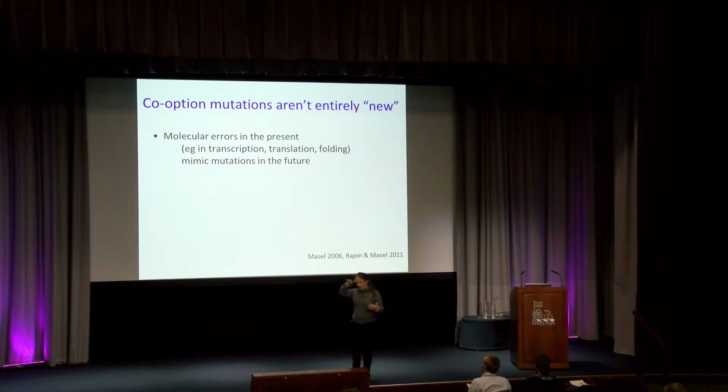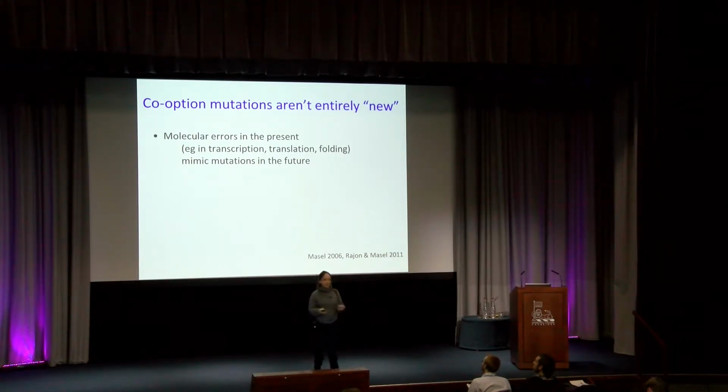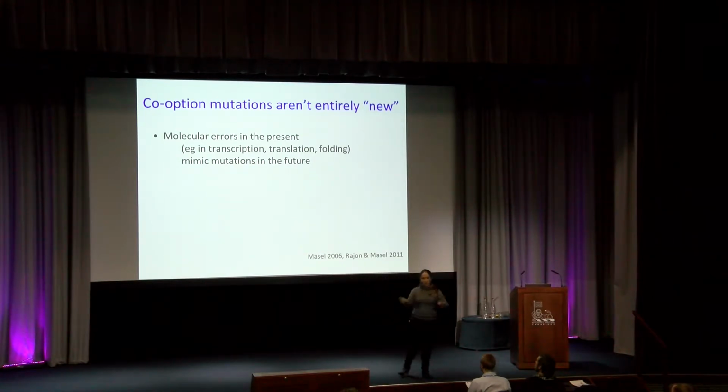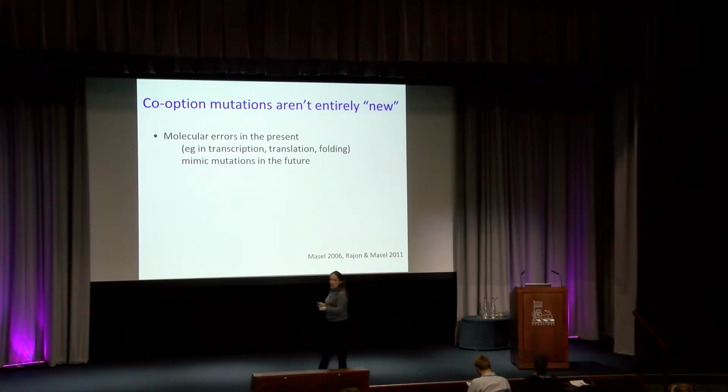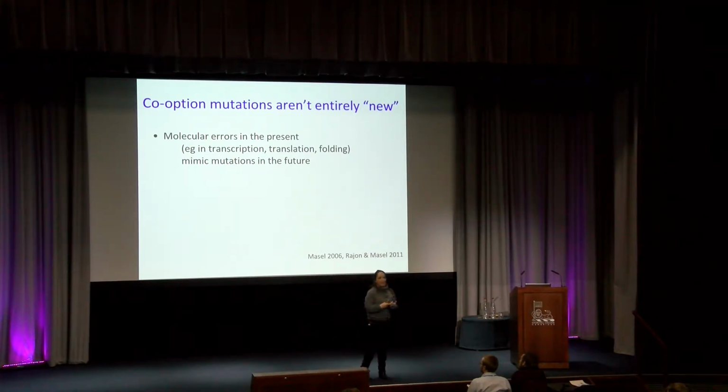When you have these co-option mutations, they aren't especially new. And the key insight is that when you have any kind of molecular or developmental error in the present, it tends to be congruent with mutations that might happen in the future. I've heard a lot of talks at this meeting about that congruence, for example, between plastic responses and genetic variation. In the molecular realm, it's particularly obvious. In the process of transcription, recognizing the wrong nucleotide and making a one nucleotide mistake is exactly the same thing as happens when you replicate DNA and also make a one nucleotide mistake. You can see the mechanism of the congruence very clearly in those cases.